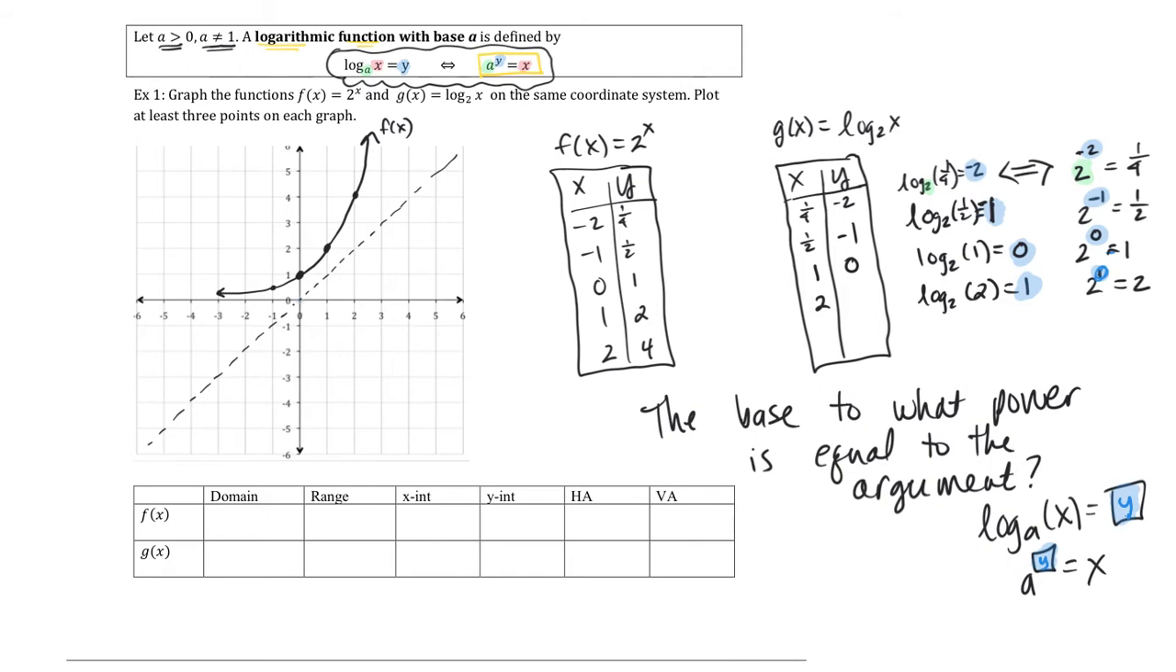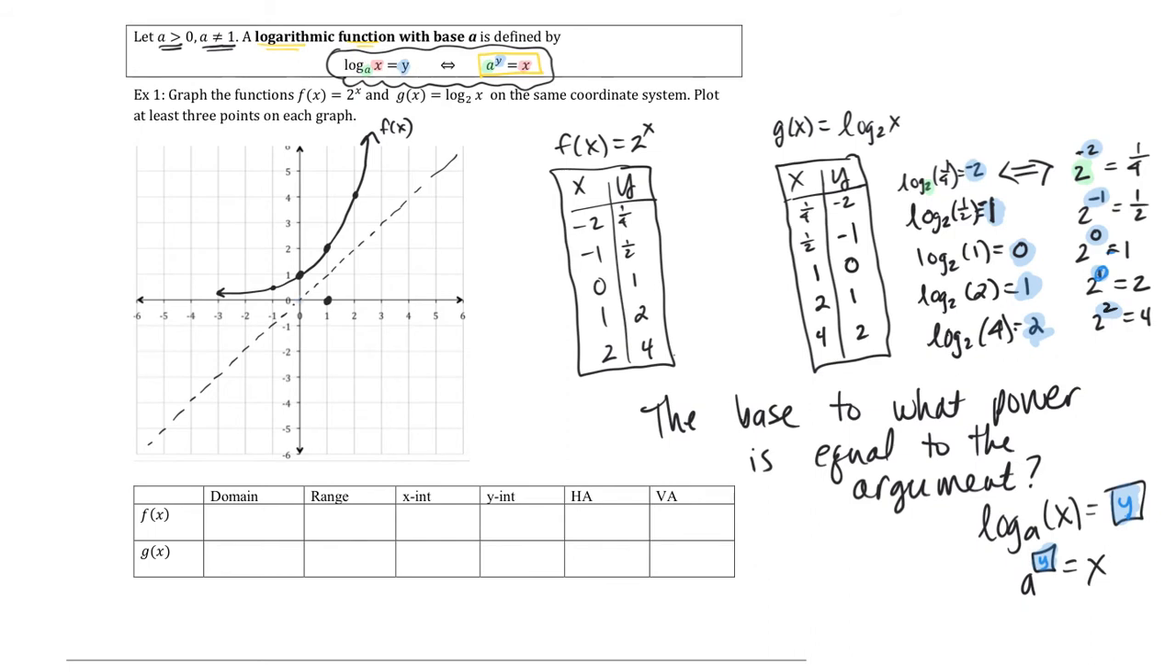Now, when we go to graph this, we're going to get this nice function. It's now not going to have a y-intercept. It's going to have an x-intercept at (1, 0). And at 2, that was 1. And at 4, log base 2 of 4, that means 2 to what power is equal to 4? That power is 2.